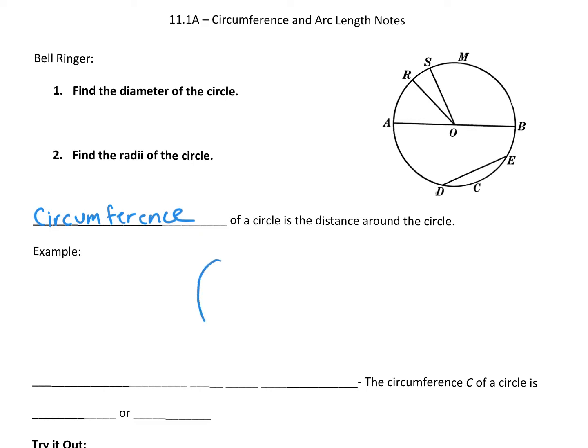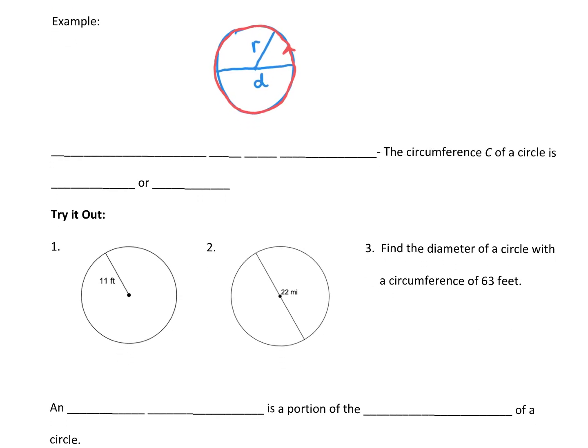So if we had a circle here, and we'll just say this is the diameter, and this is a radius. A circumference is if we start at any point on the circle and we walk all the way around the entire circle and we end up where we started, that is considered the circumference of a circle. Kind of like it's the perimeter of a circle, pretty much.